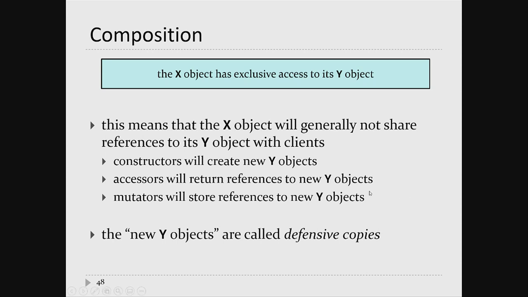You have to make a copy of the field and then return the copy. Finally, if there's a method that takes in a Y object and then changes the state of the internal Y object, you can't just set a reference to the incoming Y object. If you need to do something like that, you have to copy the object and then set a reference to the copy. All of those copies are called defensive copies, and that's actually the problem with composition. That's the price you pay with composition. You have to do a lot of copying, and it's not always cheap to copy an object.